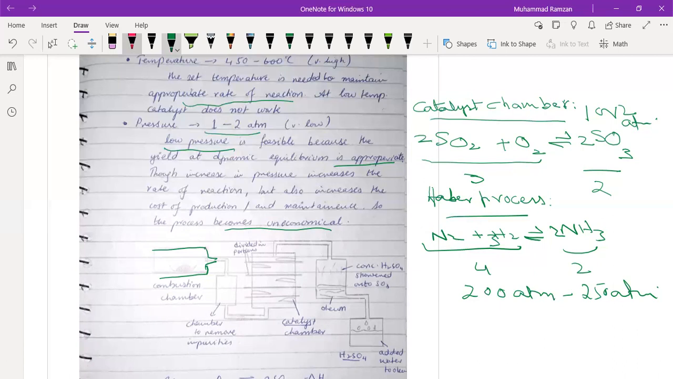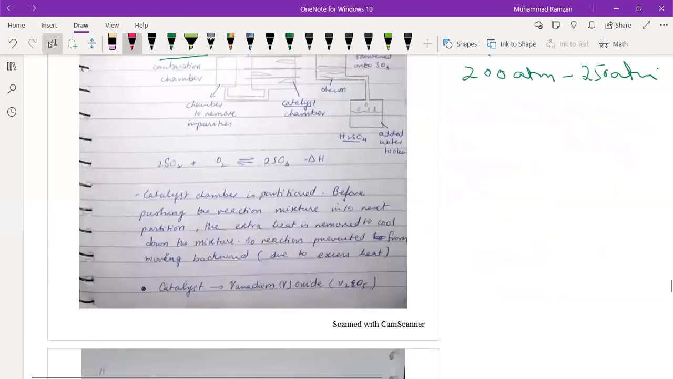So this is the reason, this is the equation given. Is it clear up to this point? Is it clear?